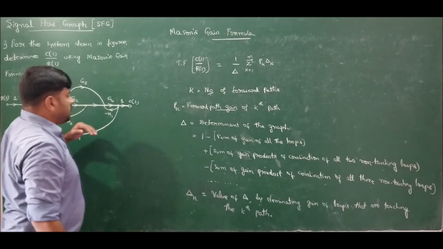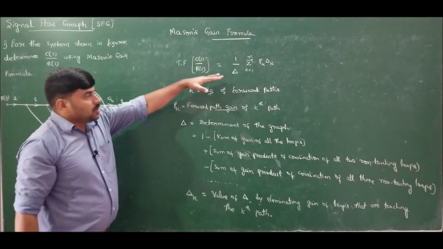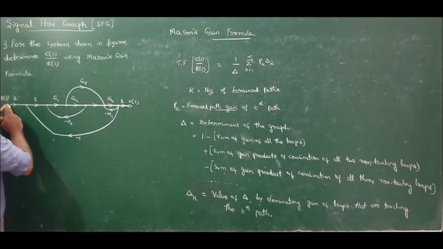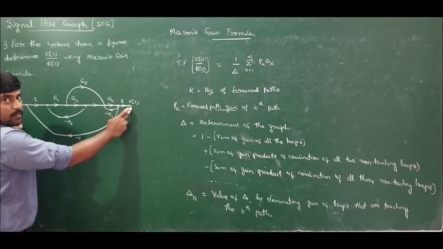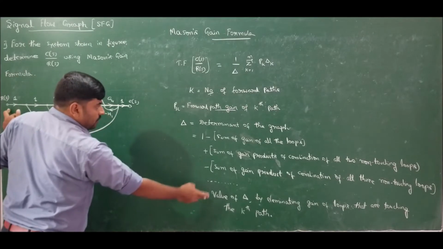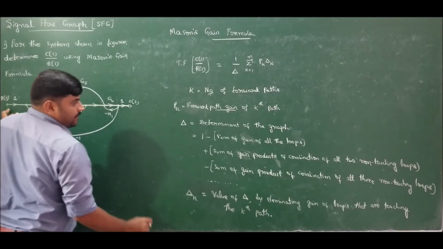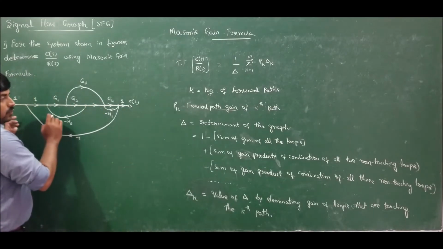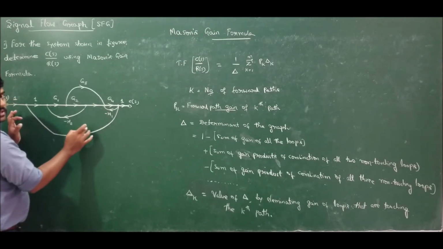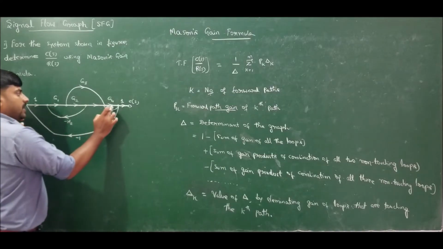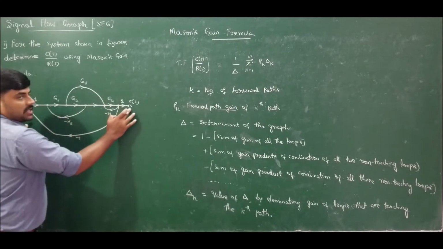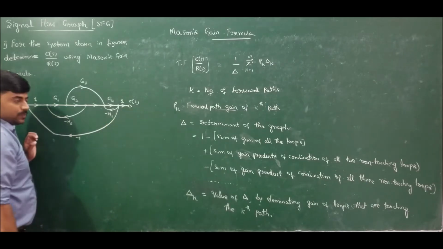Now if you observe, let us say I have 2 forward paths. Then if I consider path 1, this is a straight path, if I consider this as forward path number 1, then the value of delta 1 will become value of delta after eliminating the loop gains of loops which are touching path 1. So if you observe, all the loops are touching path 1. So therefore I should eliminate L1, I should eliminate L2, I should eliminate L3, because all these 3 loops are touching path 1. Hence eliminate all these 3 loops.